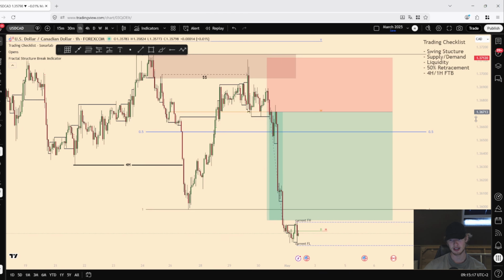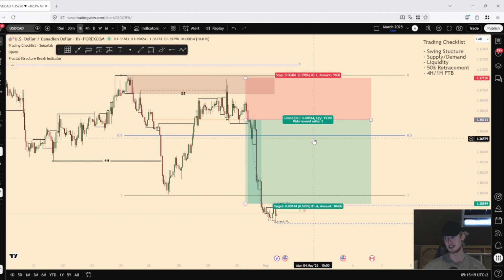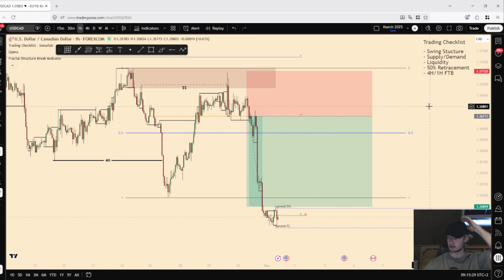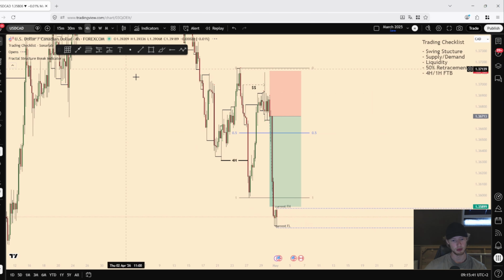USD CAD also, as you can see, perfect analysis, but I didn't push the sell button. Because of a few stop losses I took in a row, my trading psychology got the better of me, and because of that, I didn't take this trade, even though it was really beautiful.